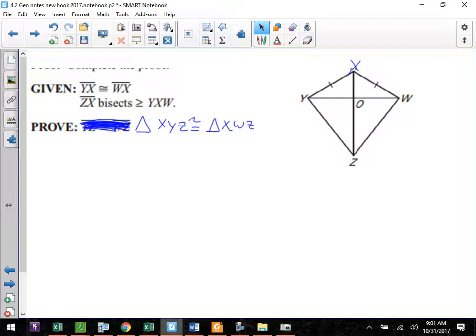Let's prove that we have triangle XYZ and triangle XWZ congruent to each other. Eventually, we'll get to doing the parts of triangles. We'll get there. It really has nothing to do with it for right now. Later on, it will. We're just not there yet. I just wanted to get an example of an angle bisector.